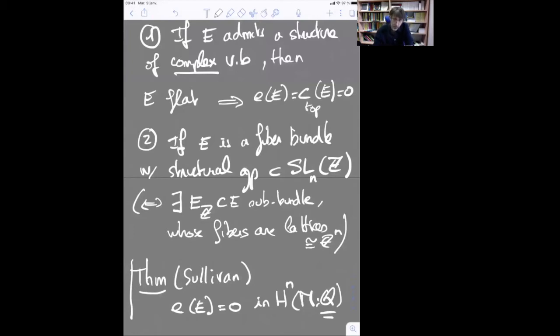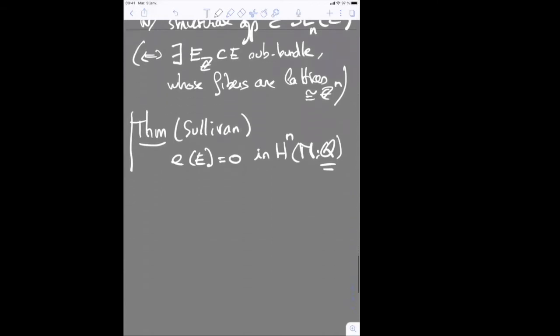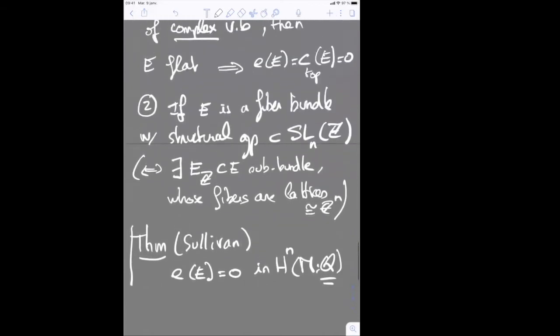I will now give a proof of Sullivan's theorem. Could I ask first? Is the vanishing in part 1 for integral cohomology or just rational cohomology? No, rational cohomology. Thank you.